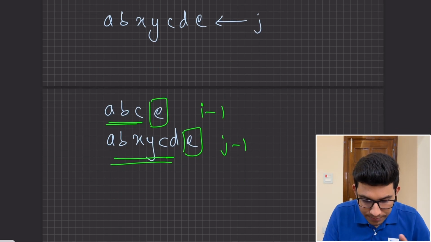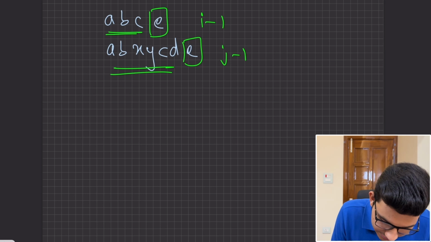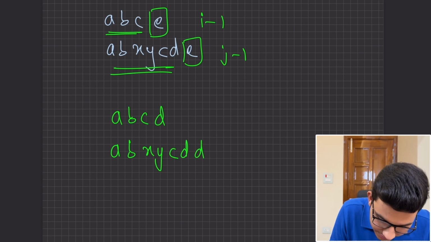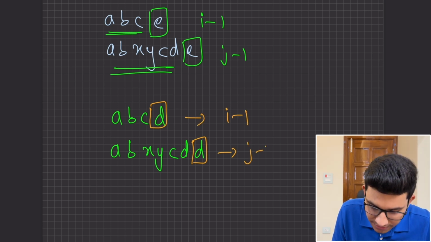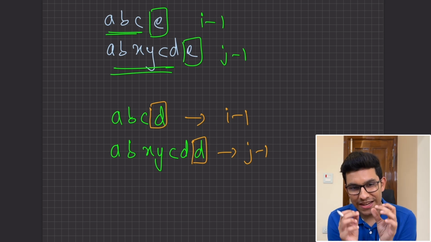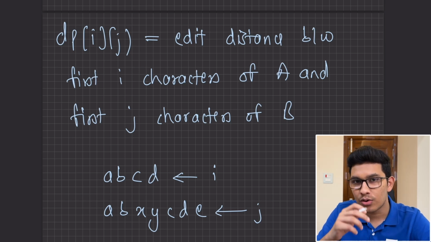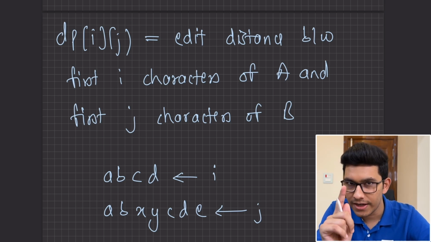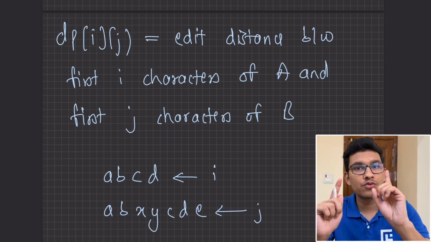Correct? Similarly, you could have replaced this E with a D. Instead of replacing in the first string, you could have replaced in the second string. That would have resulted in A, B, C, D and A, B, X, Y, C, D, D. In this case also the last character is going to match. So can I say still in this case also i minus 1 characters are remaining and j minus 1 characters are remaining? Correct? So what this really means is that if the last character of A is not equal to the last character of B, I could transition into something like DP of i minus 1 and j minus 1 with just one operation. Correct? What is that one operation? That operation is replacing the character in any of these two strings. Correct? That is one thing that we're doing.